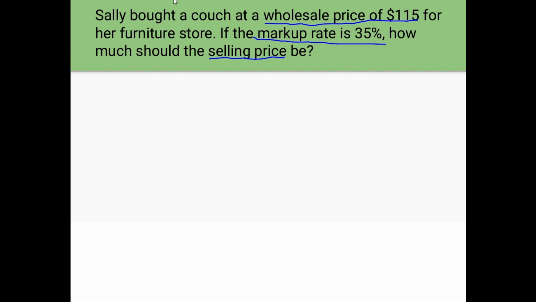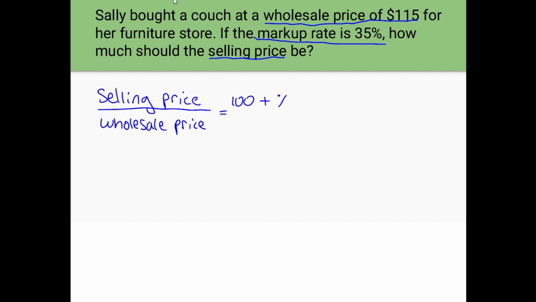So we're talking about selling price and wholesale price. So we're going to use the following formula. We have selling price over wholesale price equals, it's getting more expensive, so that means I'm going to do 100 plus the percent, over 100. So this is the formula we're going to be using for this.